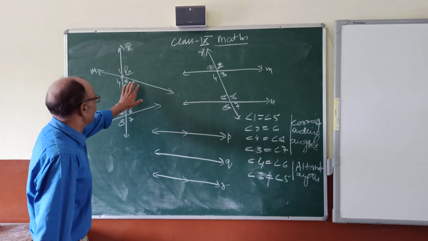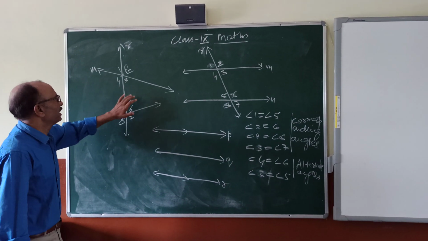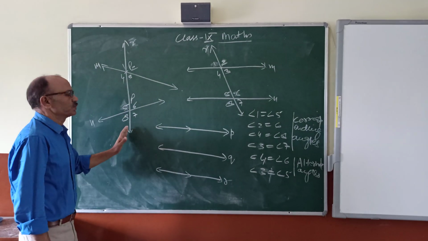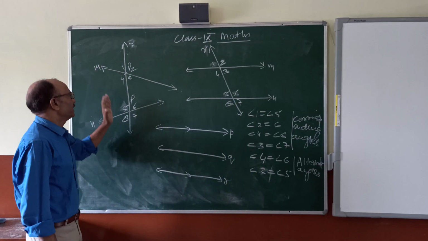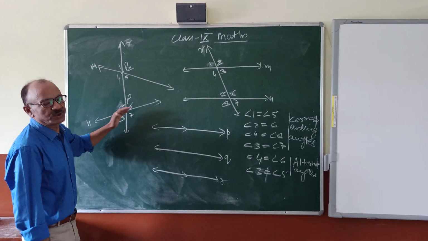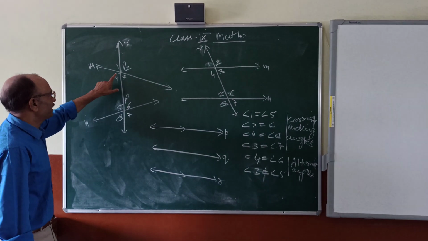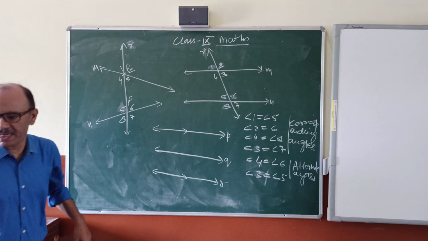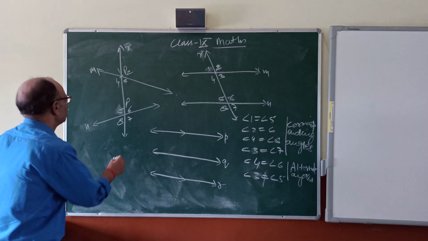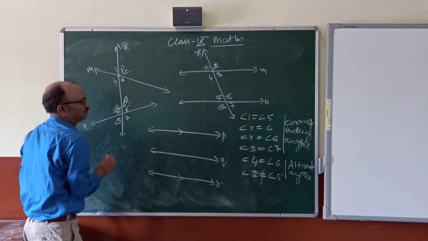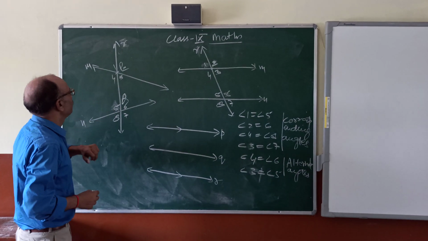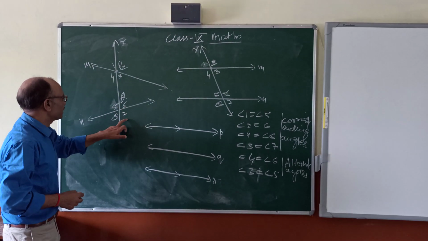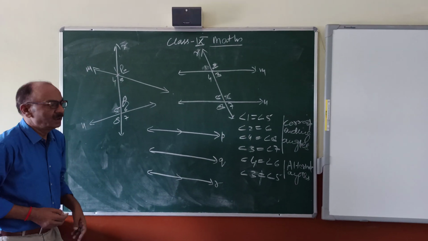So in the case when the lines are not parallel, intersecting, M and N are the two lines and R is a transversal. Because it intersects, that's why it is called a transversal line. And it makes points P and Q, this is Q. P and Q make eight angles: 1, 2, 3, 4, 5, 6, 7 and 8.